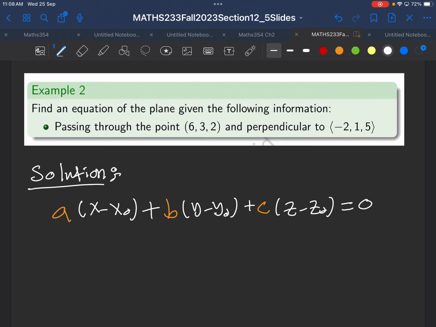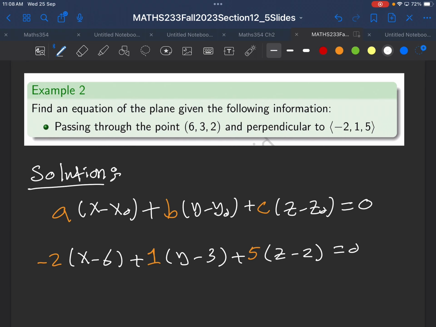Now, all we need to do is write the values for A, B, C, and the values for x naught, y naught, and z naught. So A would be -2. Here we write 1. Usually we don't need to write this 1. Finally, we write C as 5, and then we write the value for the point, which is 6, 3, 2.